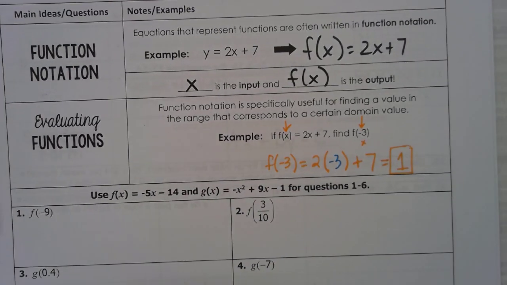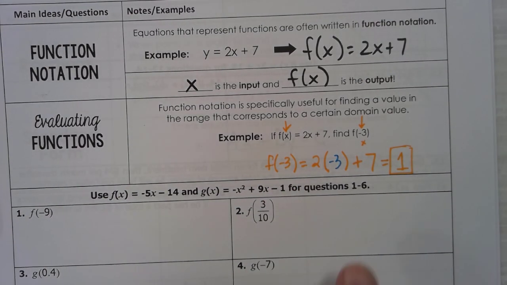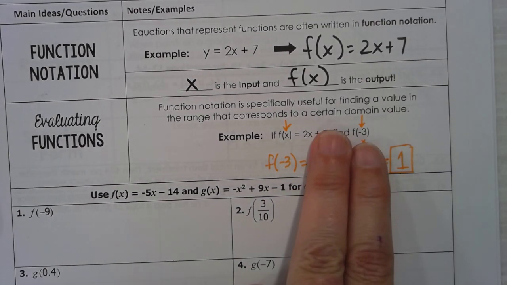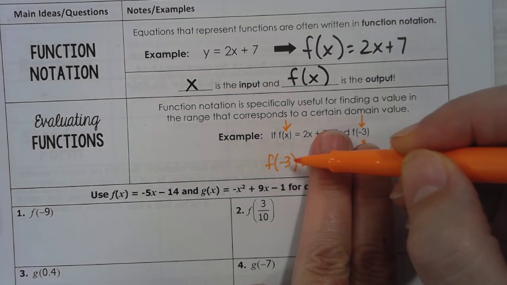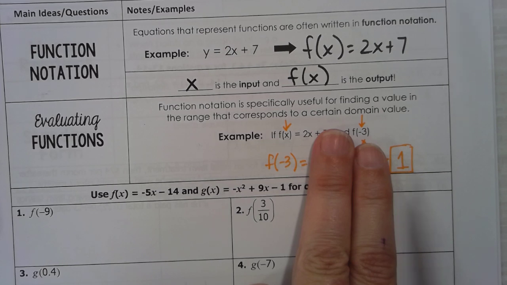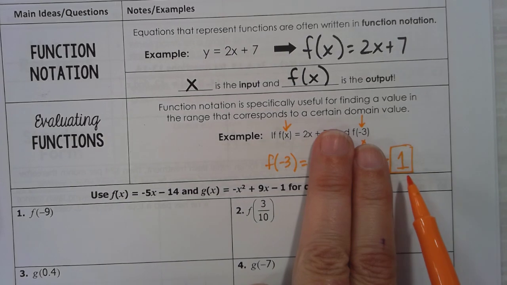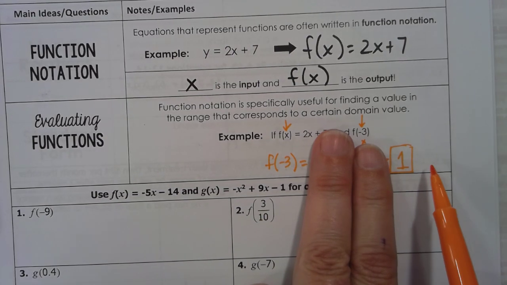So the nice thing about function notation is when you look at it like this, look at my paper. I'm going to pretend like this isn't here. If it just says f of negative 3 equals 1, this is your x value, negative 3, and this is its corresponding y value. So the ordered pair that would be on this function would be negative 3, comma 1. It tells me those values right there.